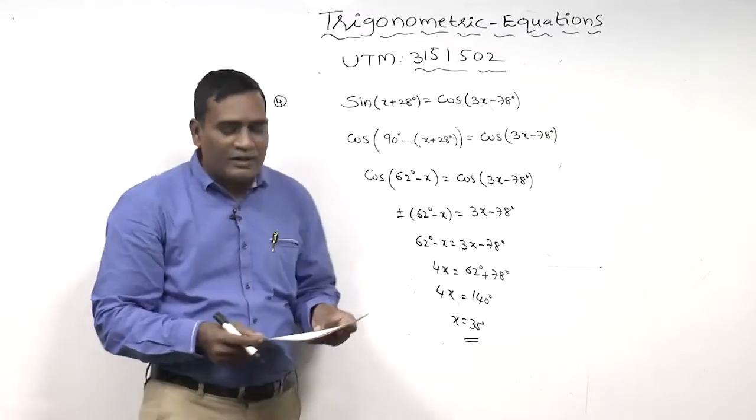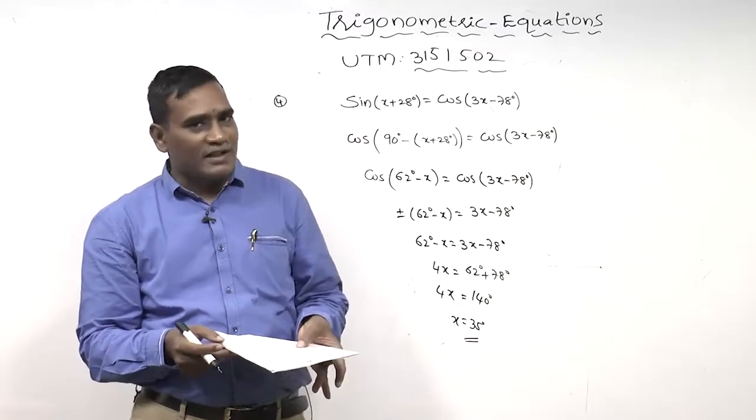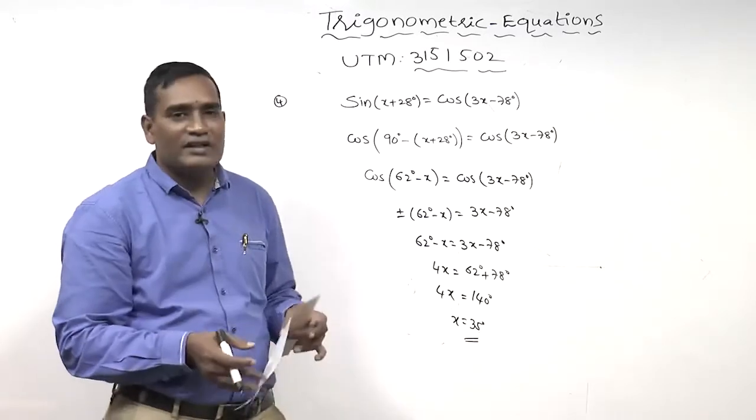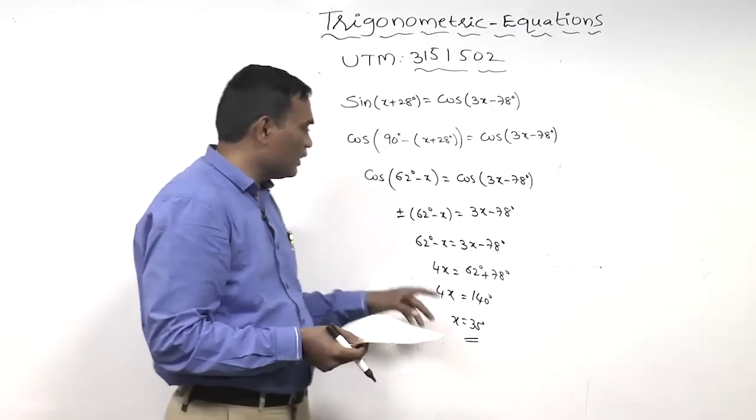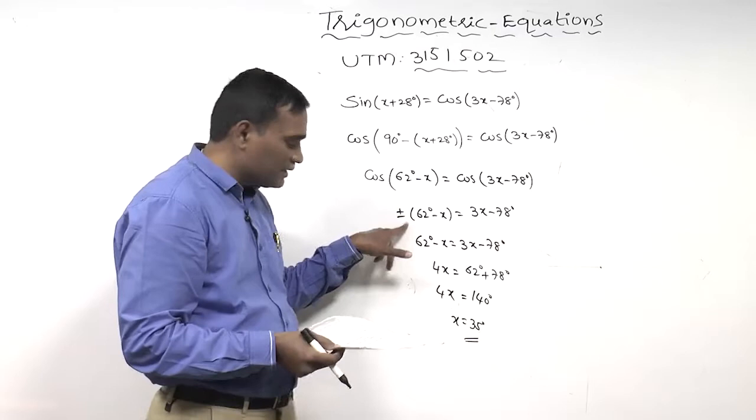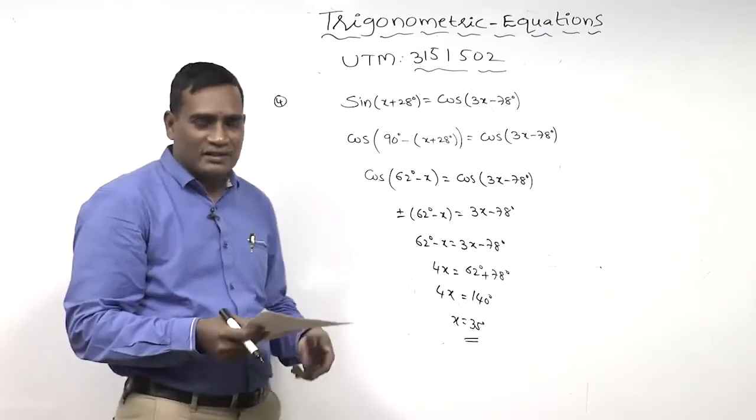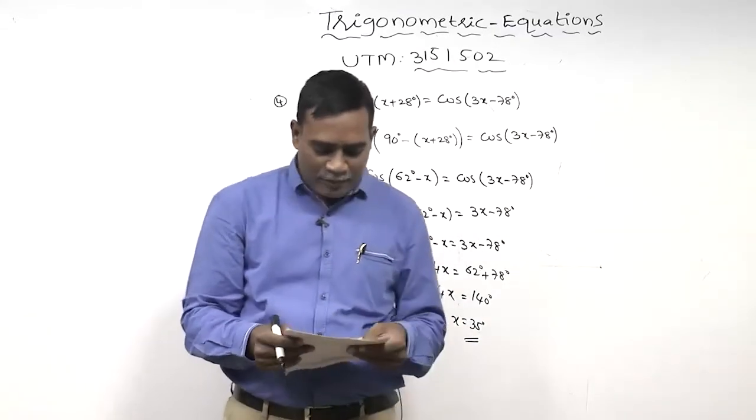In the second option, luckily, x is equal to 35 degrees is there. We can put the answer as 35 degrees. No need to find the second value. Or if you take minus here, you will get x is equal to 8 degrees. Okay, so answer B is correct.